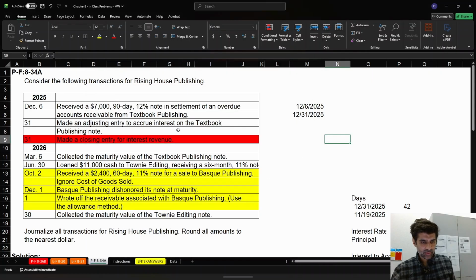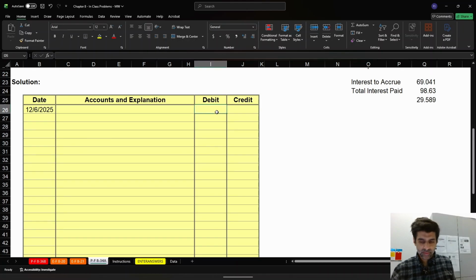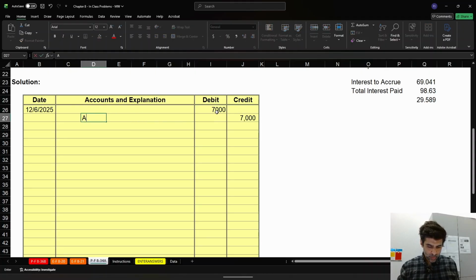Okay, so let's just do this first one. And again, this should be review because we kind of just did a very similar one. So we're receiving a note in settlement for an overdue account receivable. It's going to be $7,000, and we're basically removing an account receivable and replacing it with the note receivable.